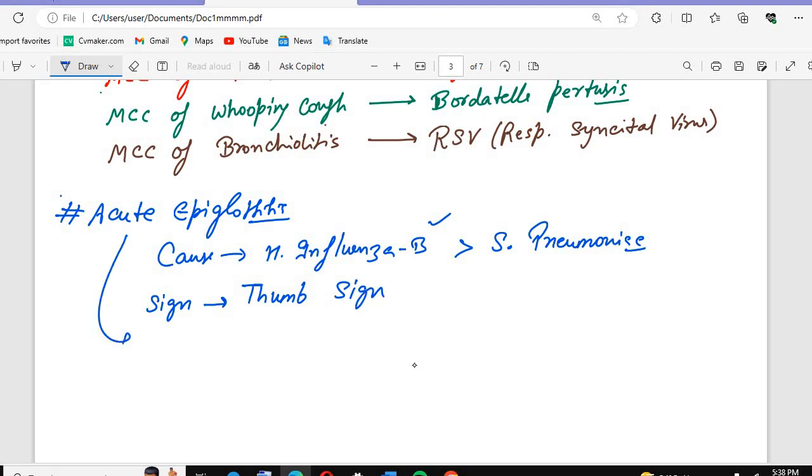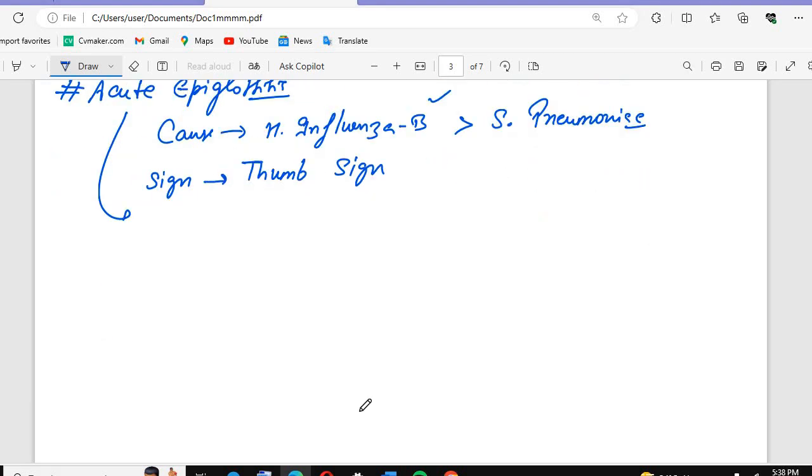In case of acute epiglottitis, remember, it is a bacterial infection of the supraglottis. I hope every one of you already knows this: in acute epiglottitis, there is a bacterial infection of the supraglottis.